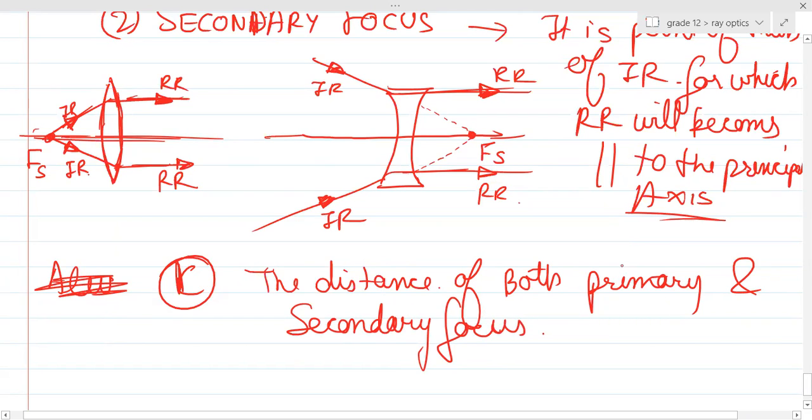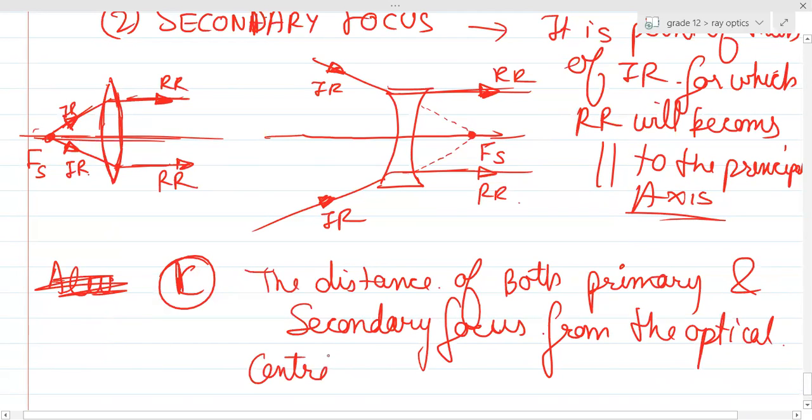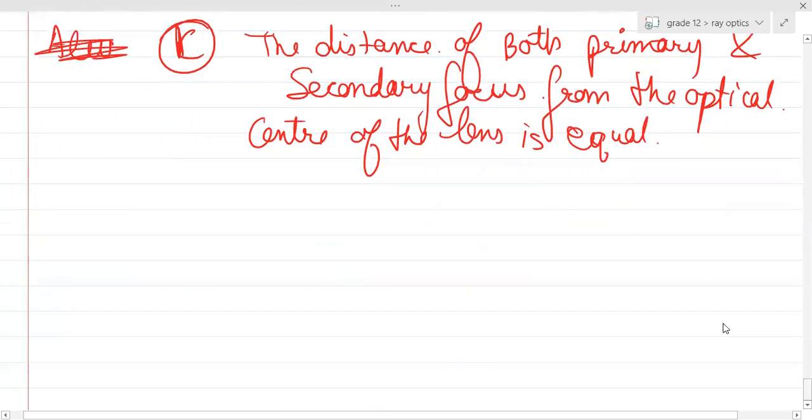So the distance of both primary and secondary focus from the optical center of the lens. Do I need to give you a definition of optical center? Is equal, irrespective of the lens, right? So please remember, irrespective of lens.